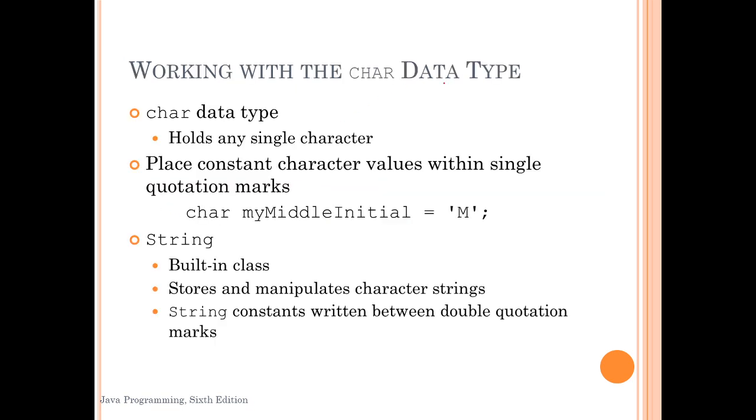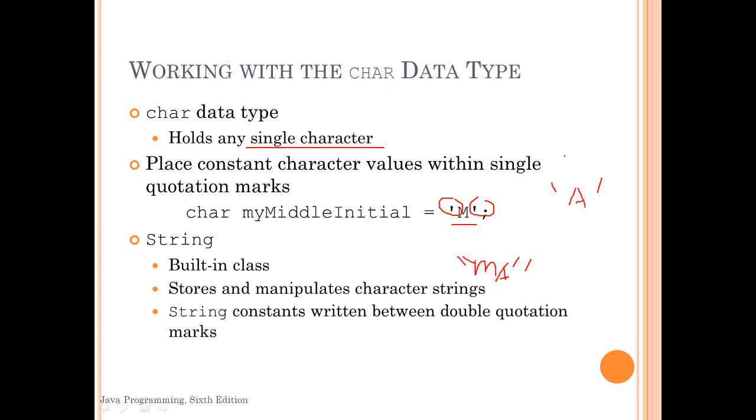Working with the char data type, the character, this is always in single quotation marks, because this is what we call a character. The character data type holds a single character. So when it becomes MA, it is no longer a character, it is a string value. All string values are enclosed in double quotation marks. Clear? A single character uses single quotes.